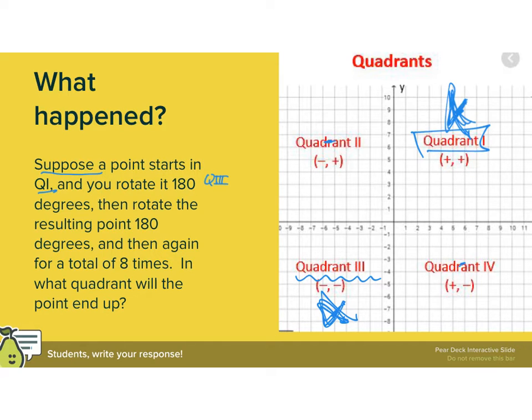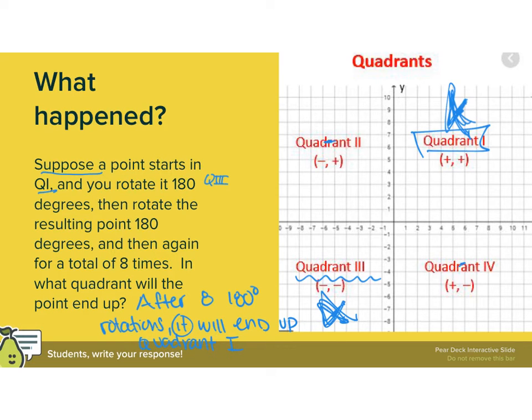So in what quadrant will the point end up after 8 180 degree rotations? It will end up in quadrant 1. Make sure you're answering these in complete sentences. And really, instead of "it," I should say the point will end up. That would be a more complete thought. So after 2, 4, 6, or 8 180 degree rotations, it ends up in quadrant 1. After 1, 3, 5, or 7 180 degree rotations, it would end up in quadrant 3.